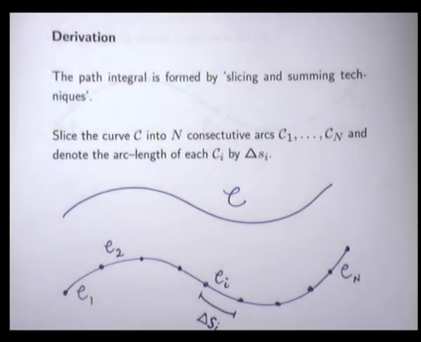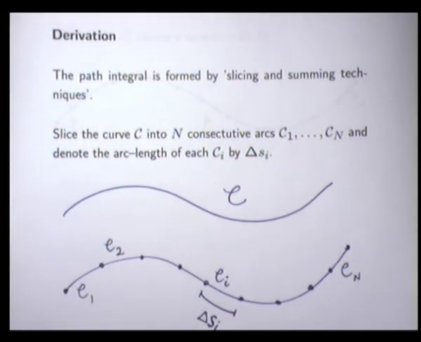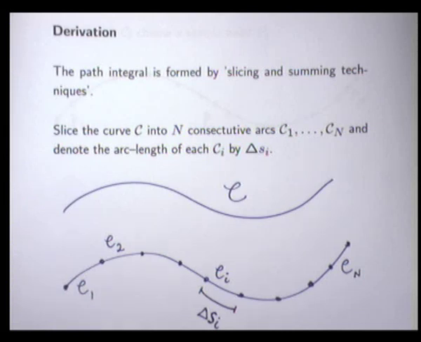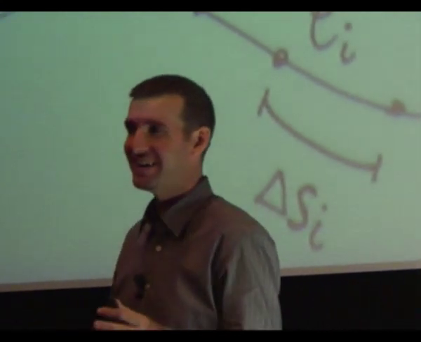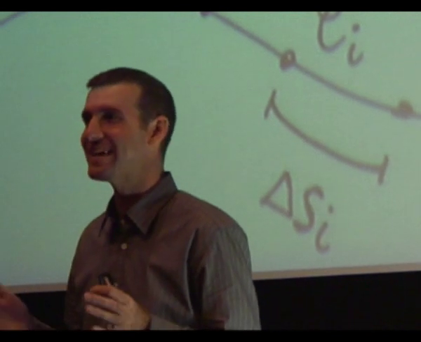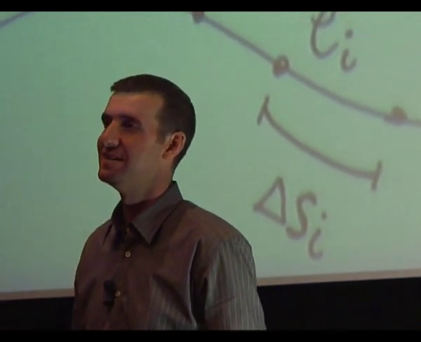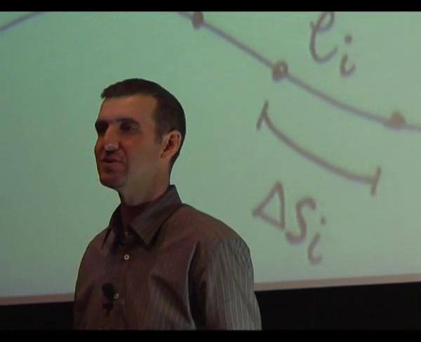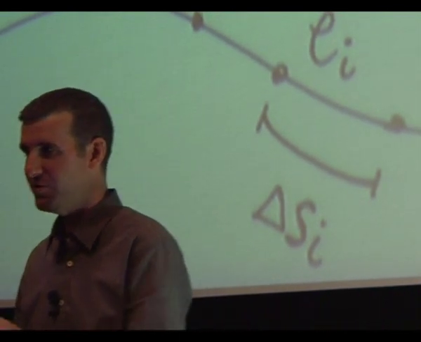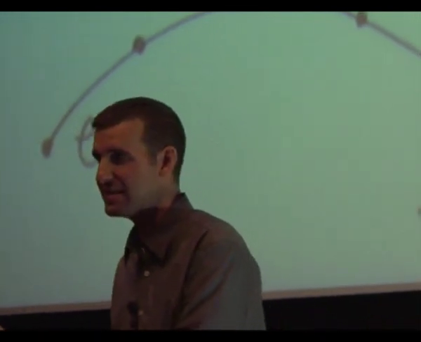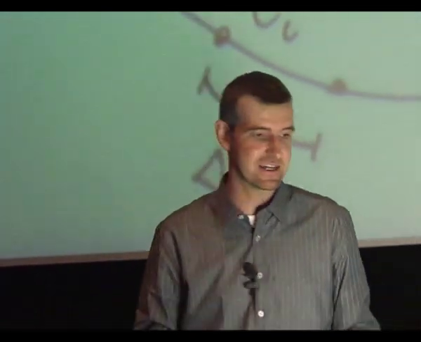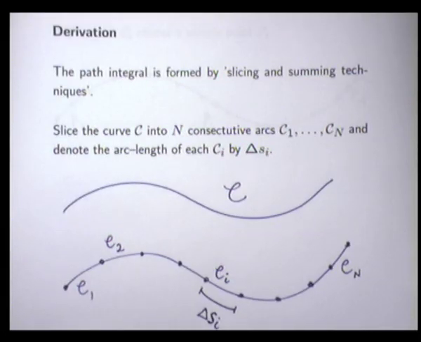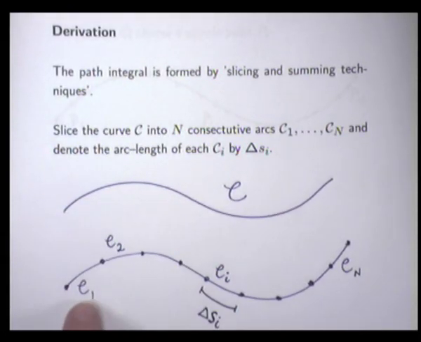So how do we come up with this line integral? Well, you guys have seen a lot of integration now, and the basic technique is to slice and sum. So in two words, that's all we do here. We slice, form some Riemann sums, and then take the limit. That's all it is. Nothing fancy. Okay, so here's my curve curly C. I slice it up into sub-arcs. Each sub-arc has arc length delta s_i.